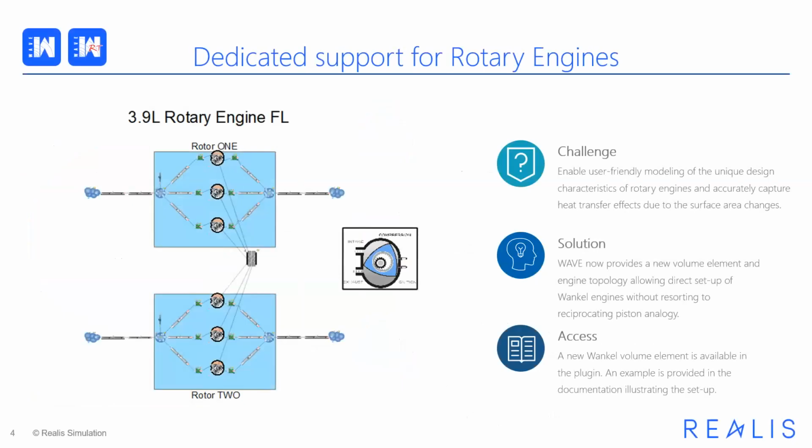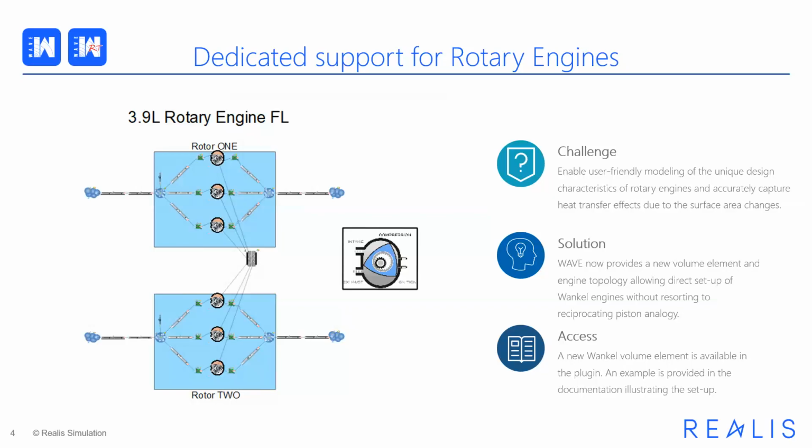The rotary engine's compact size and high power-to-weight ratio make it a popular choice for UAVs and small aircraft, as well as sports cars. Recently, rotary engines have gained attention for use in hybrid configurations and as range extenders as well. Modeling of the rotary engine in our previous software releases used the reciprocating piston analogy, which represents each combustion volume of the Wankel engine as an equivalent reciprocating piston cylinder.